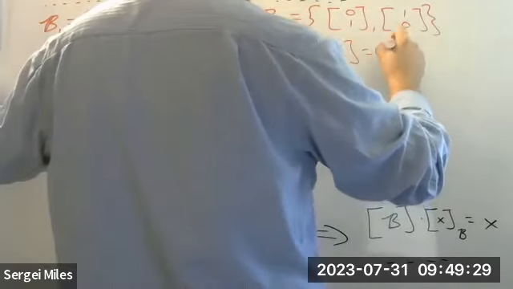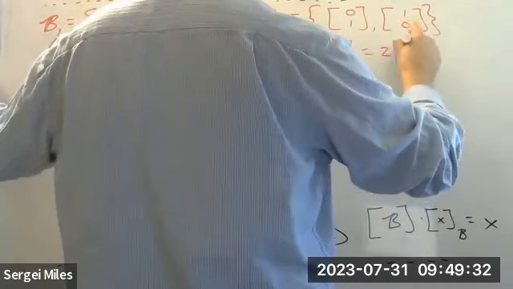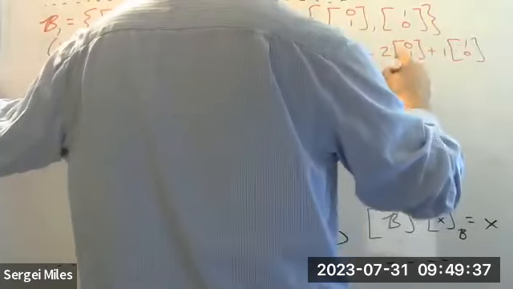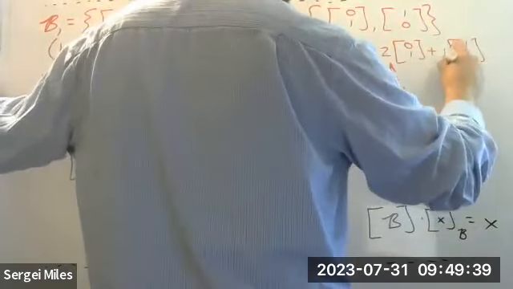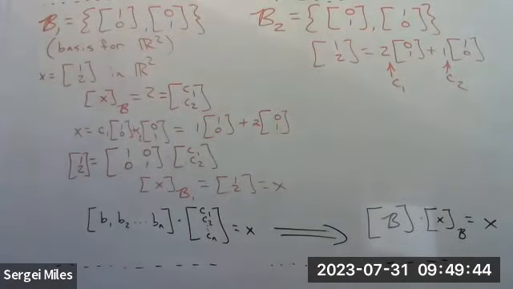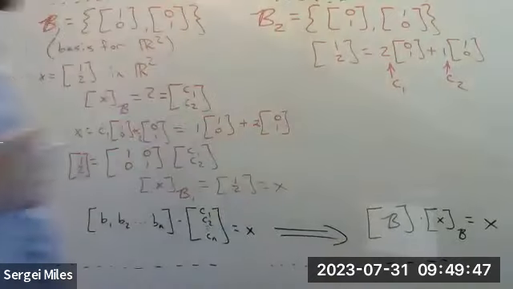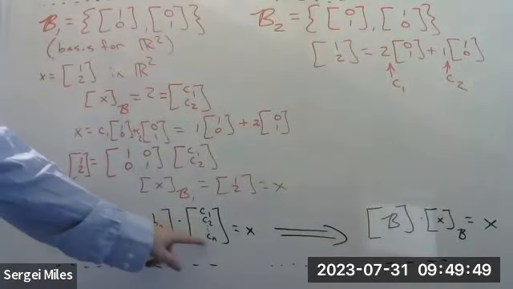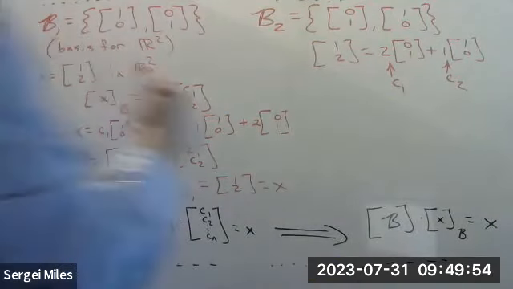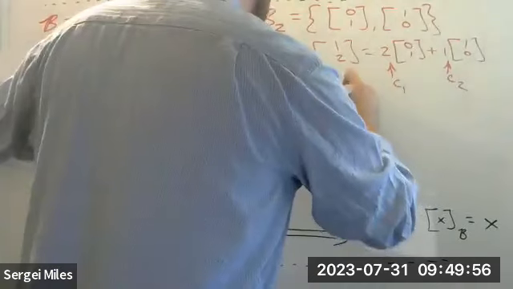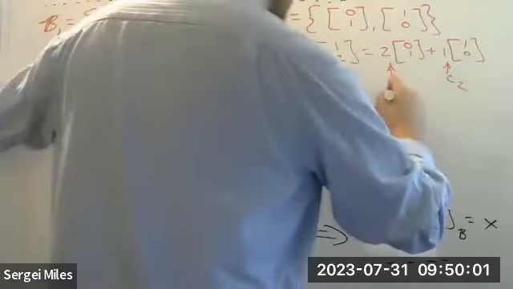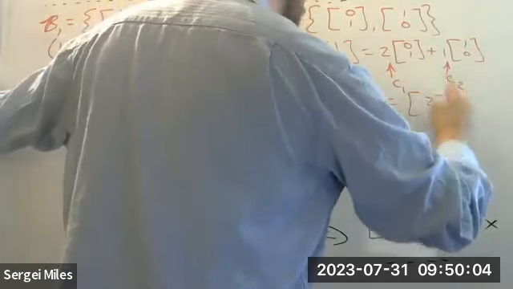And now this is 2 times 0, 1 plus 1 times 1, 0. But this is my C1. This is my C2, right? The order in which I take my linear combinations, that's giving me the order of my scalars. That's giving me the order of my B coordinate vector, right? In other words, x in terms of this B2 basis, the B2 coordinates of x is now instead 2, 1.